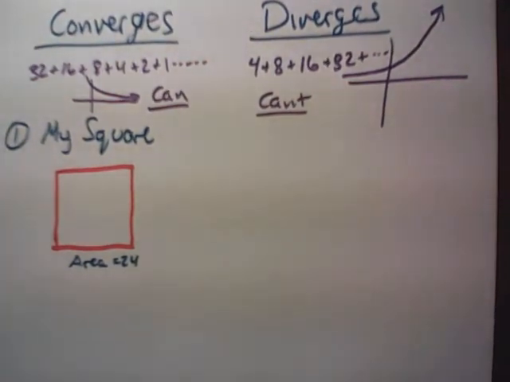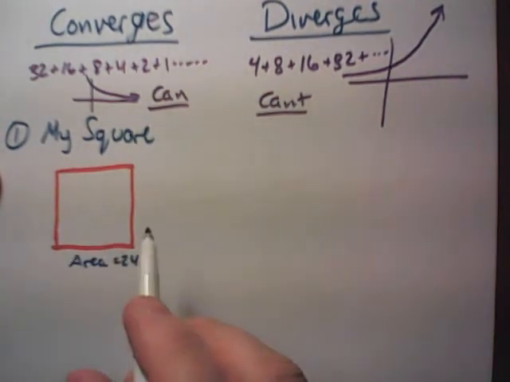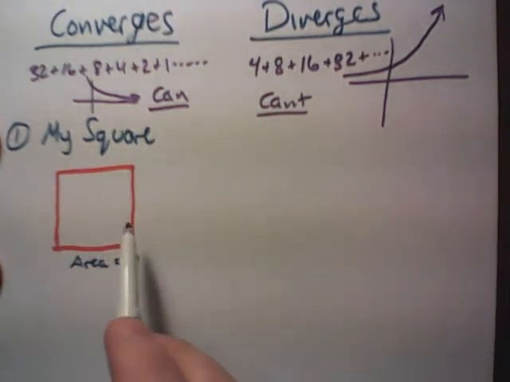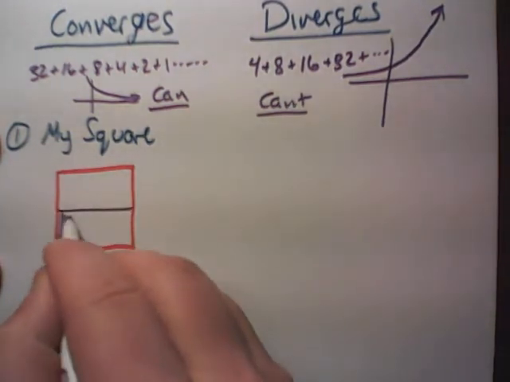Let's say that I retire in a few years, since I'm as old as I am, and I go to the nursing home, and my favorite thing to do is to go downstairs, and I have a square that I like to color. The first day I go downstairs, I have my square. It has an area of 24, maybe 24 square inches. And I decide that I'm going to color half my square.